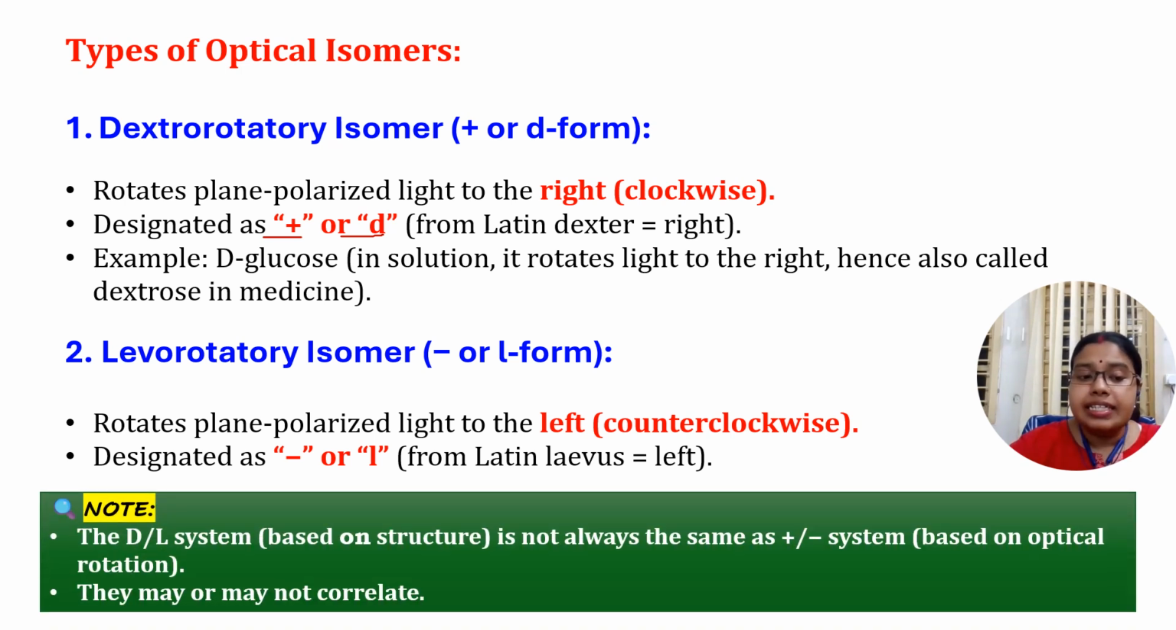The most important thing that should be remembered is that the capital D and capital L configuration system is totally based on the structure. That means the orientation of the hydroxyl group of the chiral carbon farthest from the carbonyl group. If it is on the right hand side, then D. If it is on the left hand side, then L. This capital D and capital L system is not always the same as the plus or minus system, or small d or small l. They may or may not correlate.